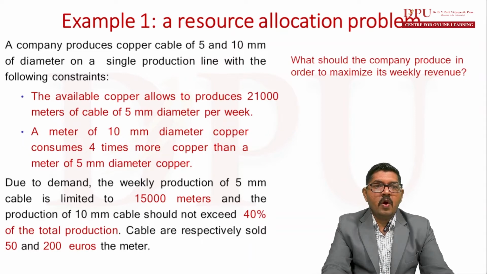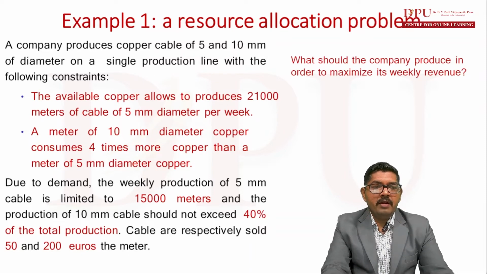So the available copper allows to produce 21,000 meters of cable. So the maximum quantity which can be produced by using available copper is 21,000 meters of cable of 5 mm diameter per week. A meter of 10 mm diameter copper consumes 4 times more copper than a meter of 5 mm diameter copper. So 1 meter of 10 mm diameter copper consumes 4 times more copper than the same length of 5 mm diameter copper.